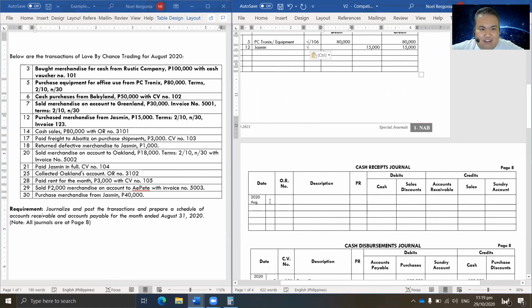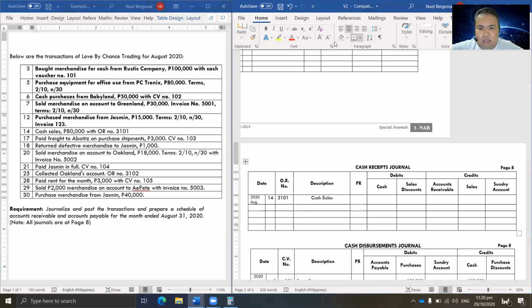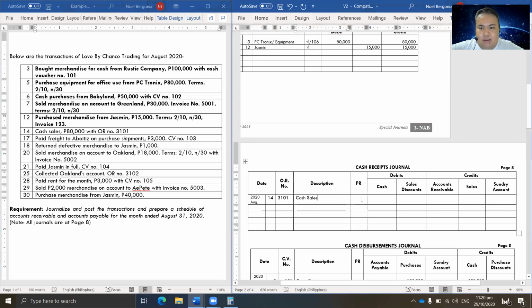Okay, so nandito na tayo. So on August 14, okay, with the OR number, what's the OR number? 3101. Okay, so what's our description? Cash sales. Pwede na pong cash sales ilagay natin. Okay, so what's our PR? Do we need a PR? Not yet, no? Since wala pa naman naganap na posting. Tapos, what's the entry? We debit cash, no? 80,000. And we credit cash sales. So, credit sales, 80,000.